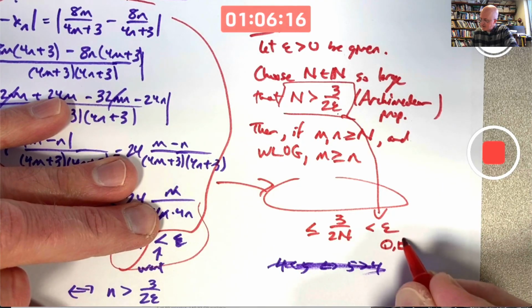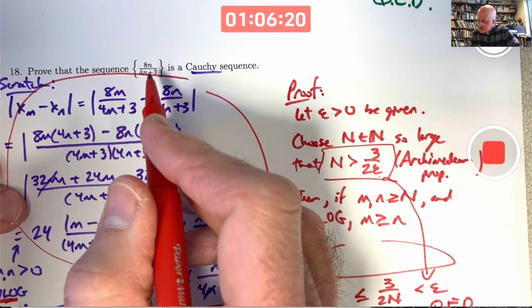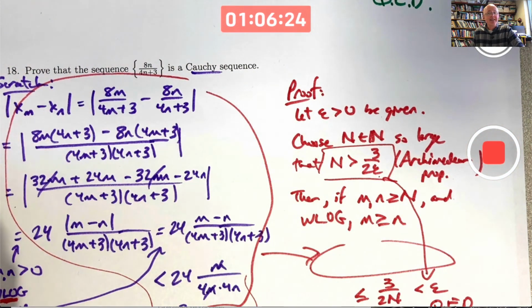That means it's a Cauchy sequence. It also means it would converge. And if you wanted to know what it converges to, it would converge to 8 over 4, which is 2 if you're interested. And that's the end of this video.